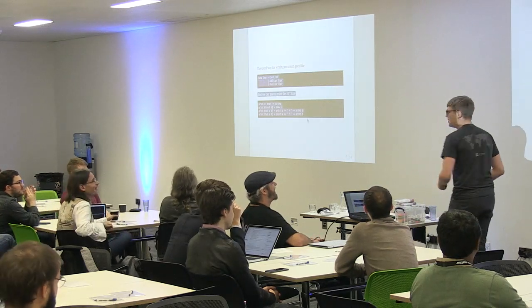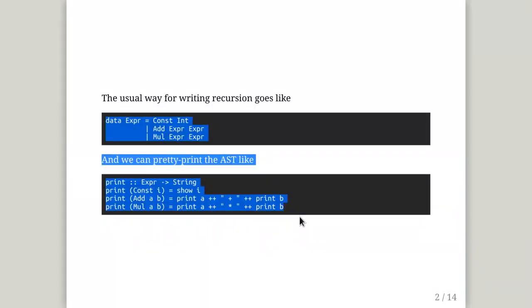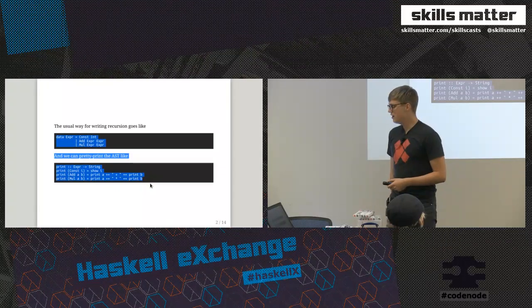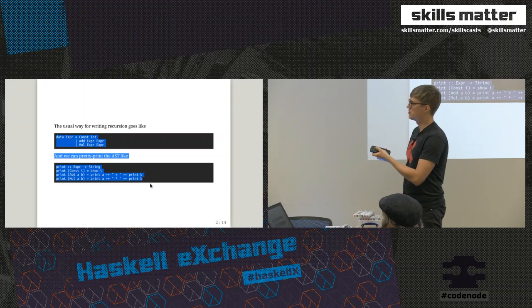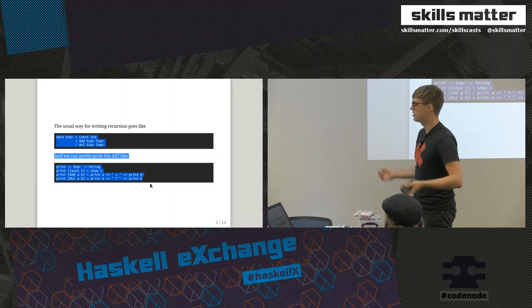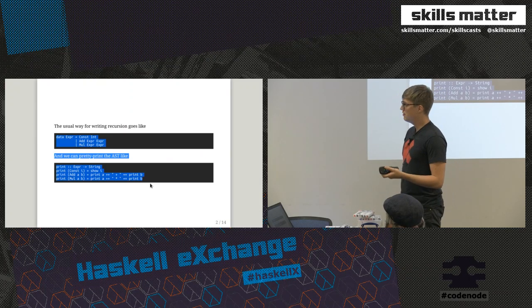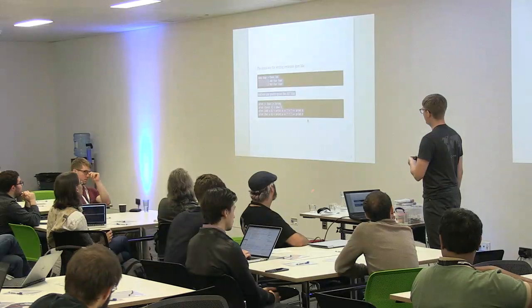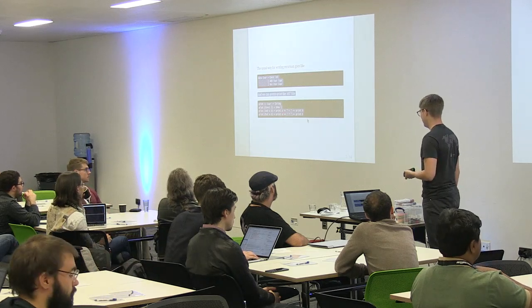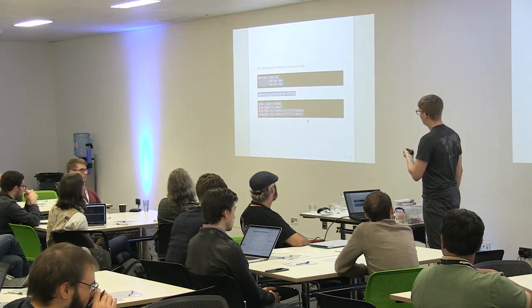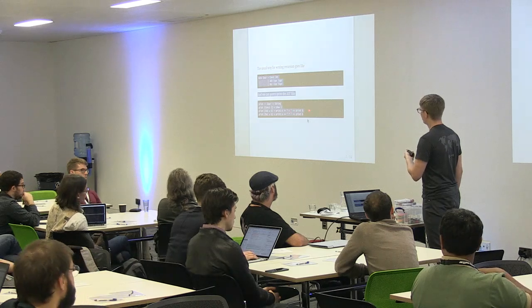So the usual way of writing recursion for a data type that's recursive is like that. Say we have a very, very simple AST, which can encode integers and their addition and multiplication. So we have the constants, which are the base integers, and then we can add them and multiply them, and we can write an AST with a couple of additions and multiplications. And then if we want to pretty-print it, we just write a function like that, where for the integer we print it, for the plus sign we print it, and same for the multiplication.